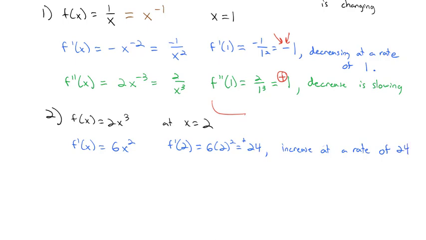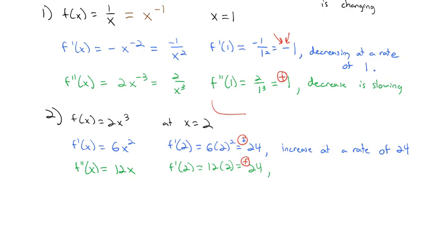But is that increase getting faster, or is it slowing down? The second derivative tells us how the change is changing. So the second derivative is 12x. Plugging 2 in there, 12 times 2 is 24. But again, what we really care about is the sign. Both derivatives, the first and second derivative, are the same, which means they're complementing each other. They're pushing each other. They're encouraging each other to make a more dramatic change over time.